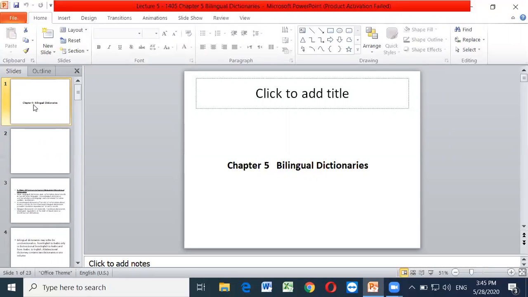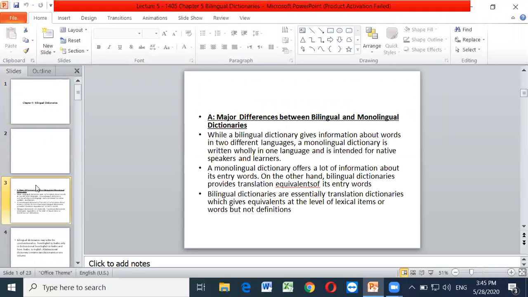Chapter 5, Bilingual Dictionaries. A. Major difference between bilingual and monolingual dictionaries. Now we are going to discuss together what the differences are between bilingual and monolingual dictionaries.